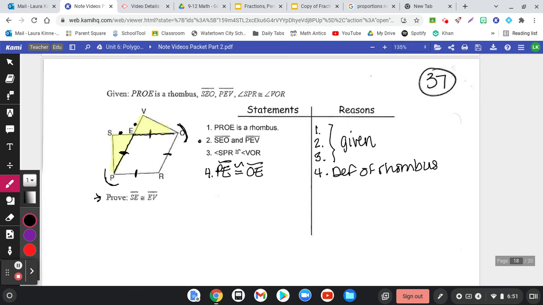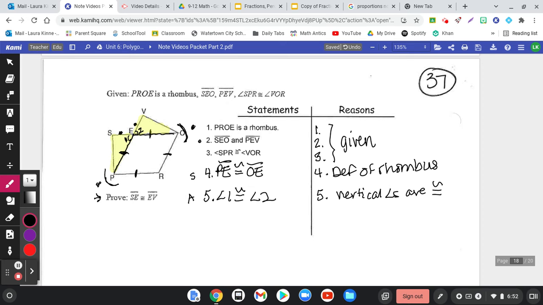First of all, I see a freebie right here. I know that angle 1 is congruent to angle 2 because they're vertical. So angle 1 is congruent to angle 2, and the reason, vertical angles are congruent. Okay, so we have a side, we have an angle. Now we don't have any other sides that we can work with, but what we do have are these two angles.